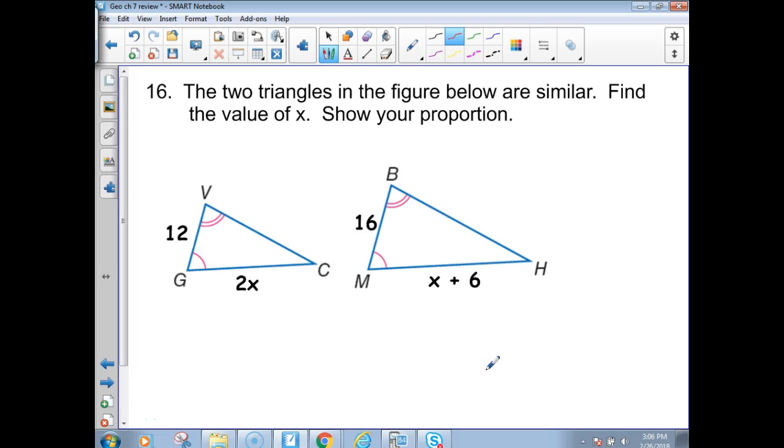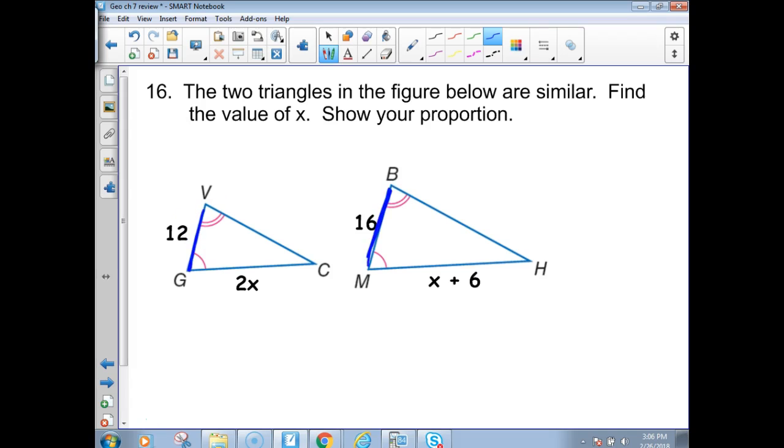16. Says the two triangles below are similar. Find the value of x and show your proportion. Without showing work, you will not get any credit for the review. Just answers will not give you any points at all. Okay, so make sure you're showing.